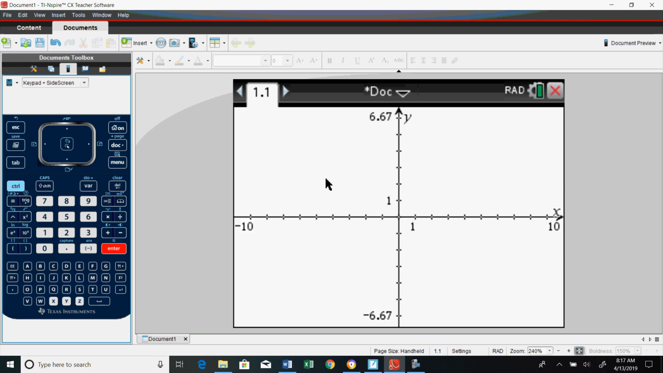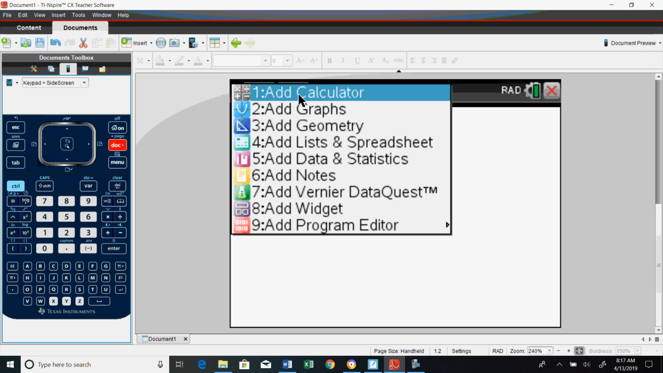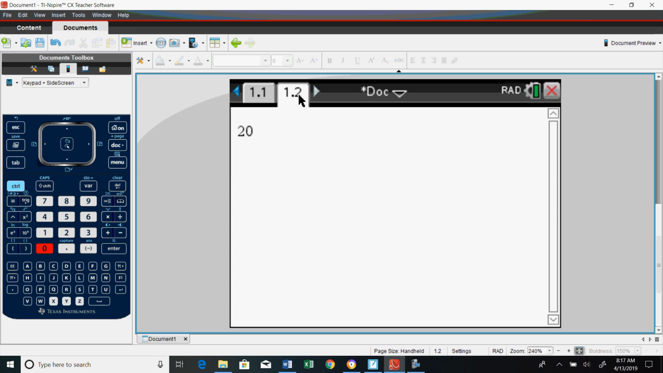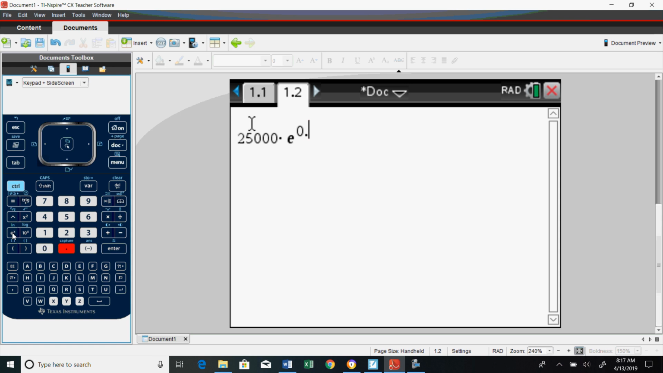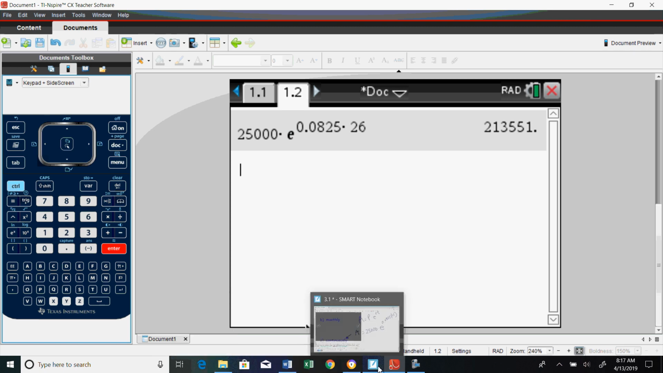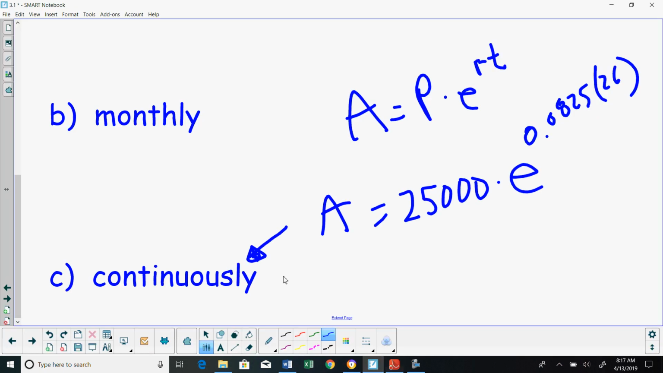And why was I doing that on the graphs page? I have no idea. Let's go to a calculator page and try that again. I want 25,000 times e to the 0.0825 times 26. That looks better. So about $213,000, $213,551. All right, so that would be our answer for this one.